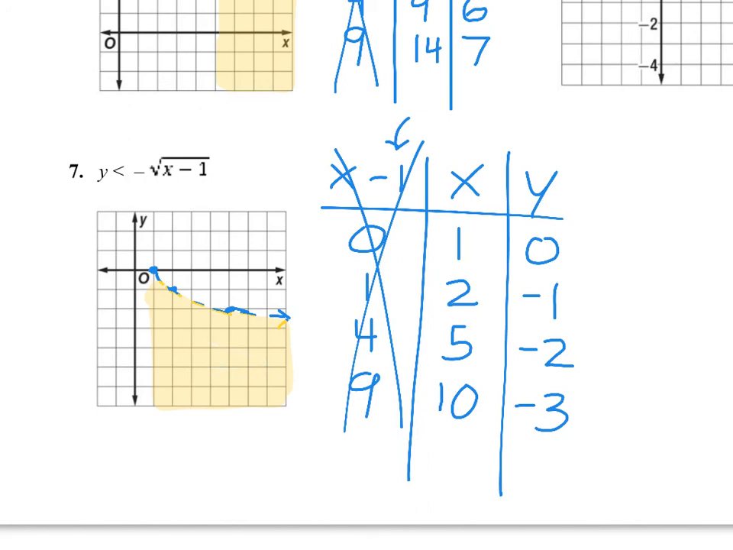Okay, so remember, when you're making your table, you want the thing under the radical to be a perfect square. And that'll make it a lot easier to find nice points that you can graph.